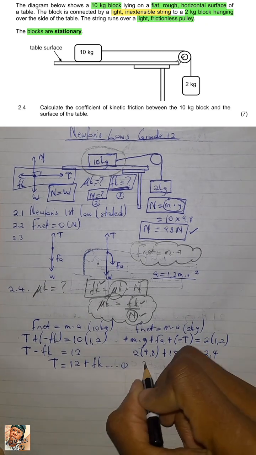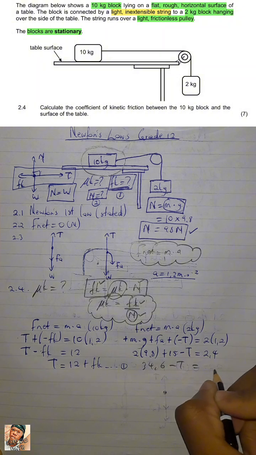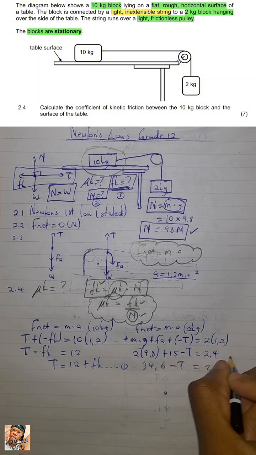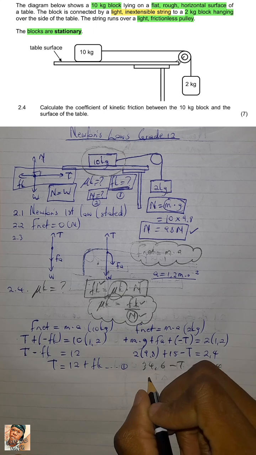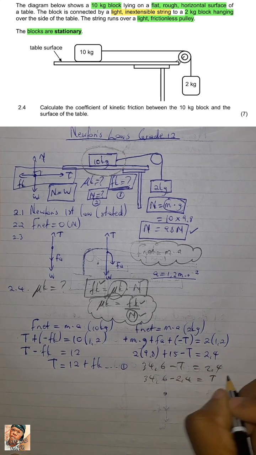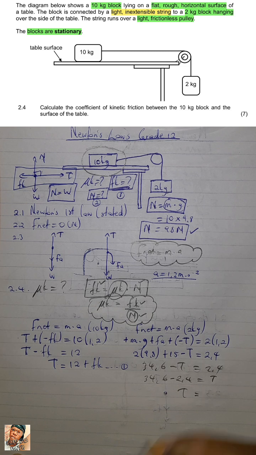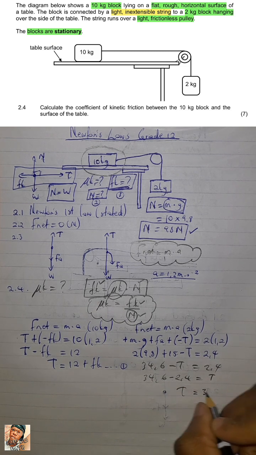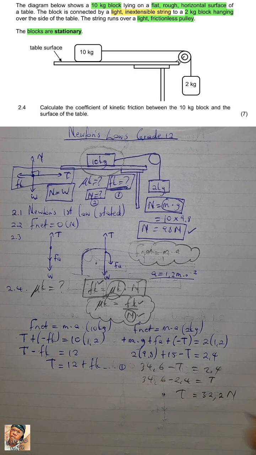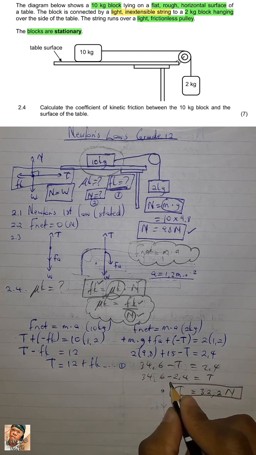So we're going to have 34.6 minus tension is equal to 2.4, right? And then we're going to take the tension to the right hand side and the 2.4 to the left hand side. So we're going to have 34.6 minus 2.4 is equal to the tension. Then the tension is going to be equal to the difference of this. So 34.6 minus 2.4, what is it going to be equal to? It's going to be equal to 32.2 newtons. So this is the tension. The tension is equal to 32.2 newtons.